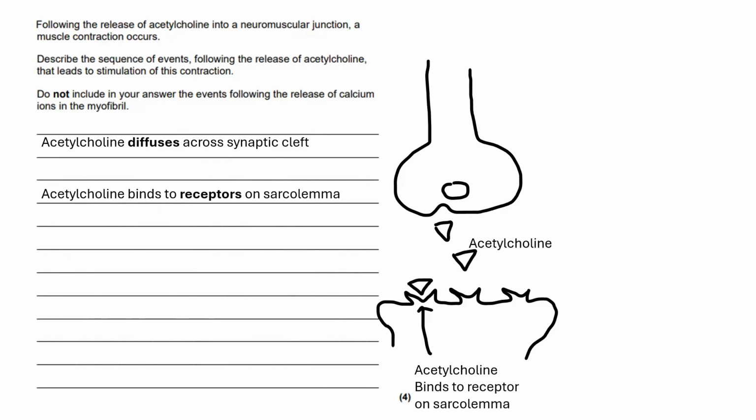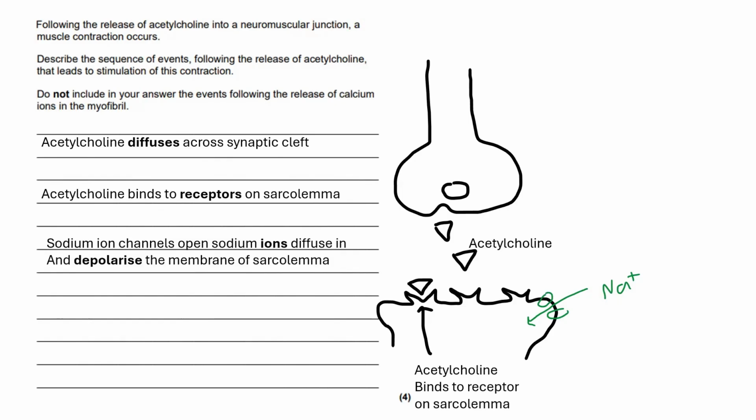But specifically at the neuromuscular junction, you can call it the sarcolemma or the cell membrane. So the third point is that this binding of the acetylcholine to these receptors, if enough acetylcholine binds, we're going to get sodium gates opening, and of course if enough sodium ions enter, we're going to cross the threshold, we're going to get an action potential forming. So the next point is that sodium ions move in through sodium channels that open. So sodium ion channels open, sodium ions diffuse in, this is facilitated diffusion obviously, and depolarize the membrane of the sarcolemma.